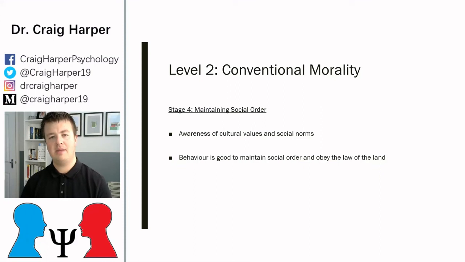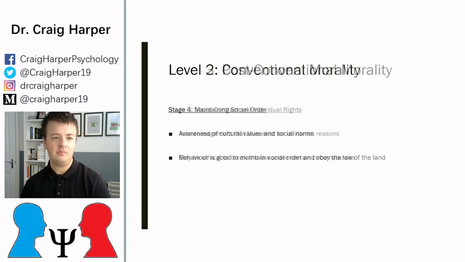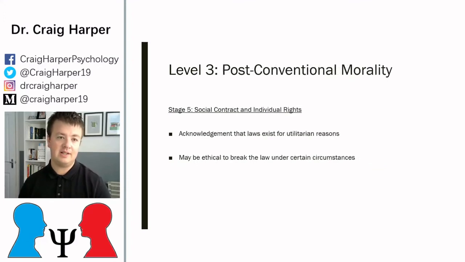So this is where you get maybe individual level or maybe cultural level senses of right and wrong. In the post-conventional morality stages, what you see is that there are different ways that we can act in specific situations. So there's an acknowledgement that laws might exist for social cohesion reasons, so trying to achieve the optimum outcome for the most people, these utilitarian reasons for having the law of the land. But there may be ethical reasons to break the law.